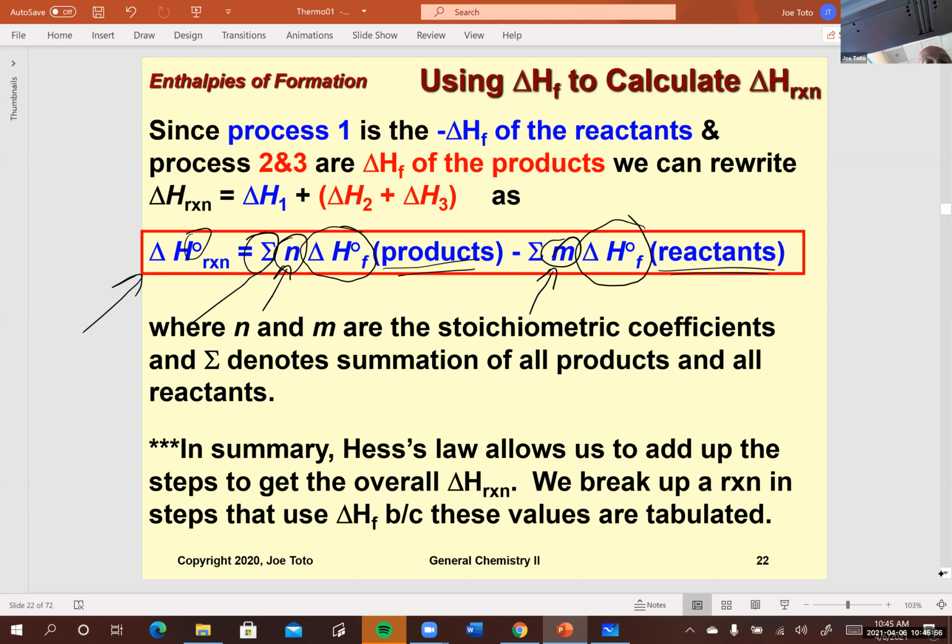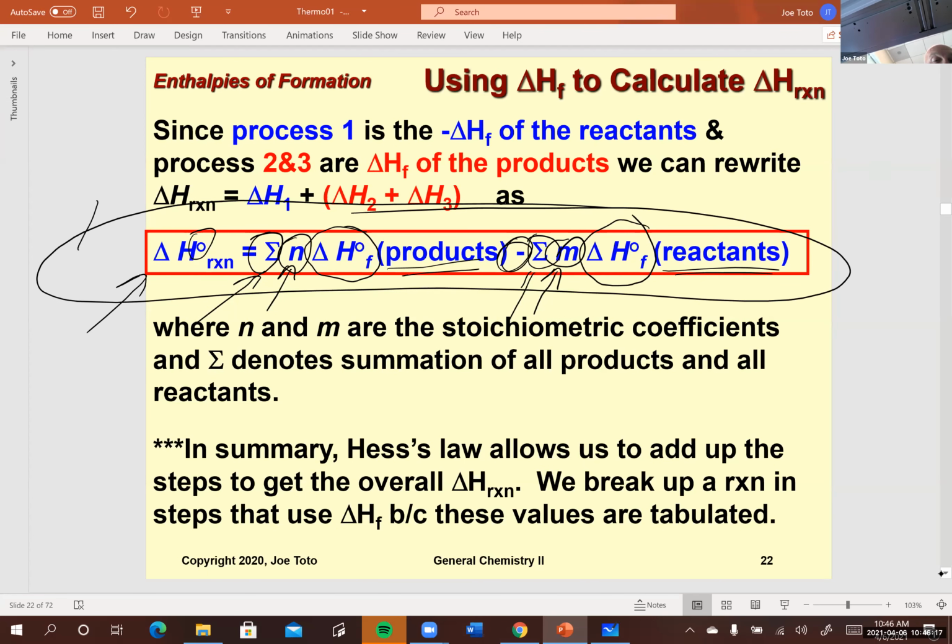So that's what this sum sign means. I add them all up for the products, and I add them all up for the reactants, and I just subtract the two. And the difference between those two is going to give me the delta H of the reaction. So all of that theory and all of those ideas, the result is this equation for calculating the delta H of reaction. Any questions on that?